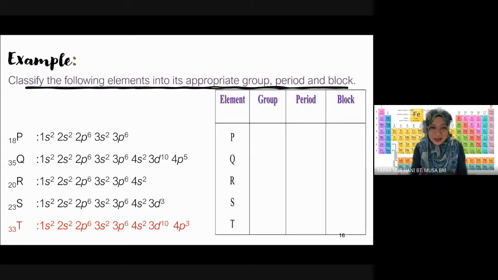Lo Sinchi, can you tell me the valence electron? Lo, are you there? Silent, click on.